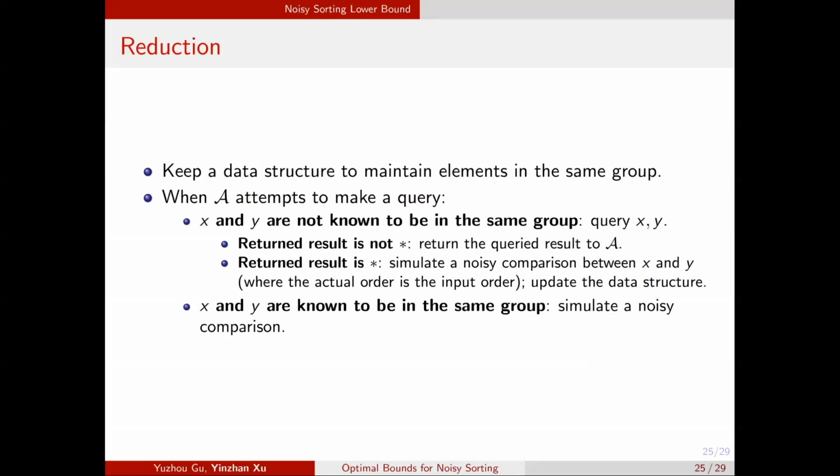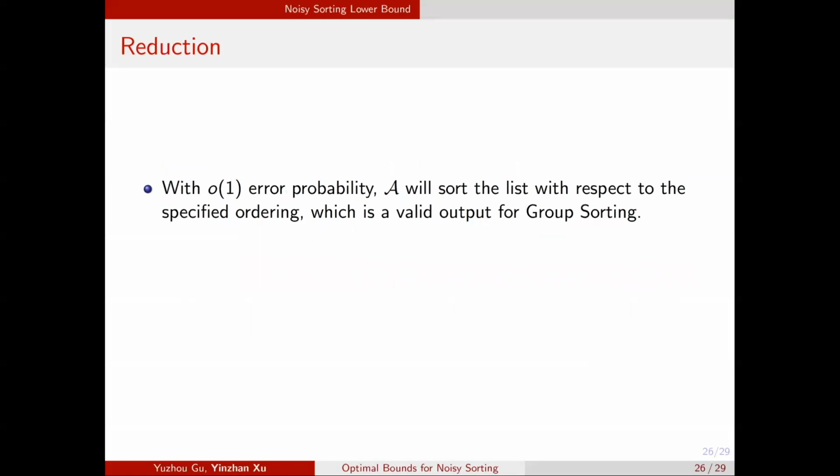And if X and Y are known to be in the same group, then we only need to simulate a noisy comparison as before, and we don't need to actually make a query. So the number of queries we make will in general be smaller than the number of queries the algorithm A makes. Because in the view of A, the results it gets are always noisy comparison results with respect to the specified ordering. And because A is a good algorithm for noisy sorting, with little-o(1) error probability, it will produce a valid output for group sorting.